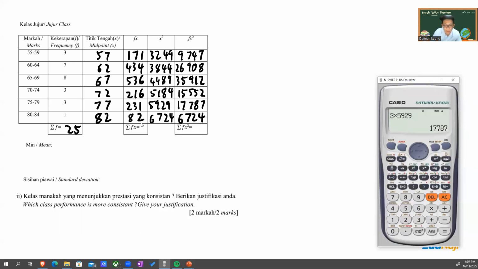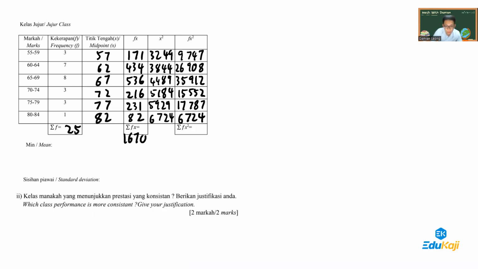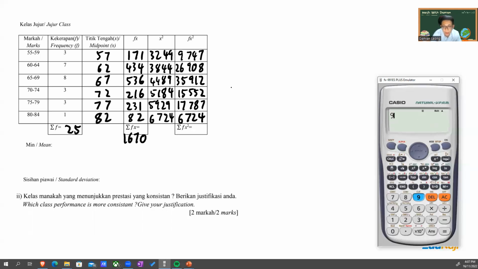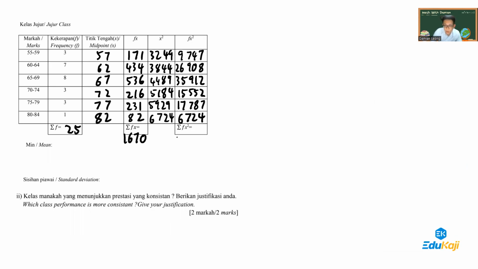Total fx: 171 plus 434 plus 536 plus 216 plus 231 plus 82, 1670. Sum of fx square: 9747 plus 26908 plus 35912 plus 15552 plus 17787 plus 6724. So 112630.